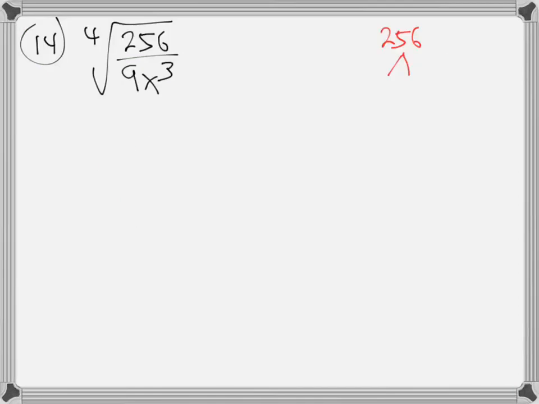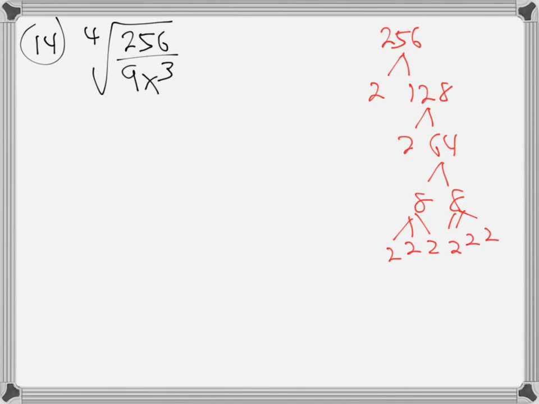Okay, right away, break down that 256. So what's that? 2, is it times 128? Yeah, it is. So there's going to be a bunch of 2's here. 2 times 64, 8 times 8. And you know 8 is 3 2's. 3 2's. Look at all those 2's. There's a whole whopping bunch of 2's there.